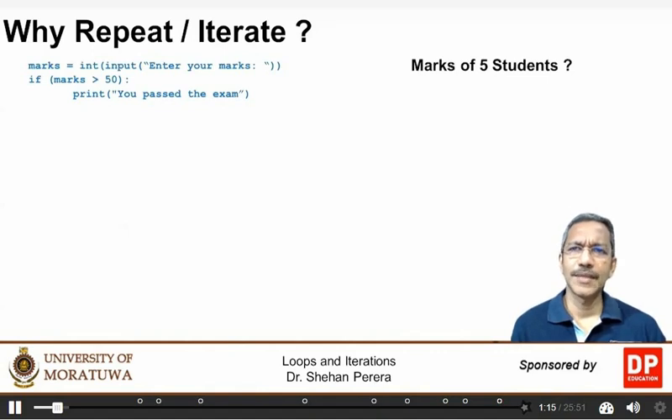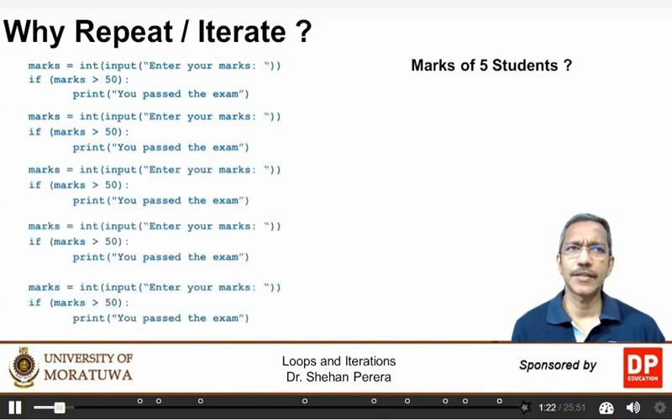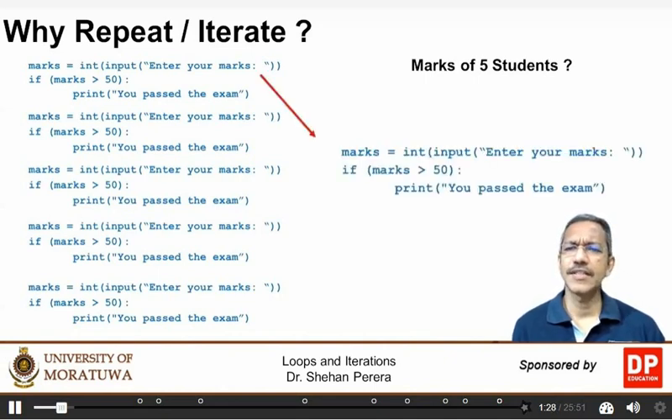One way of doing that based on what you know up to now is to copy the same code 5 times and put it in a Python program and execute. You will be able to do it for 5 students. Is this the best way of doing it? Is there any other way so that we can take the block of code doing the work for us and get it to repeat 5 times? That is why we need repetition and iteration.